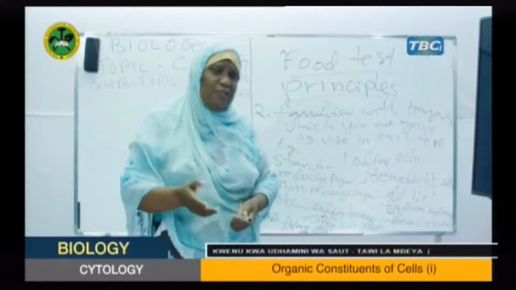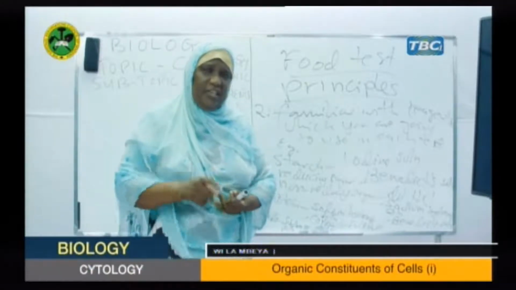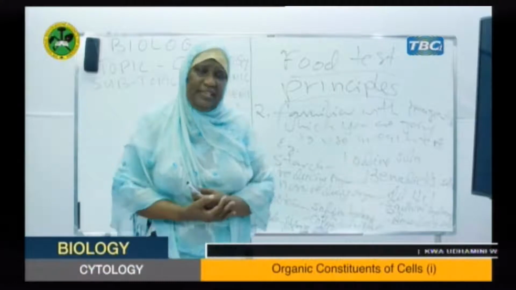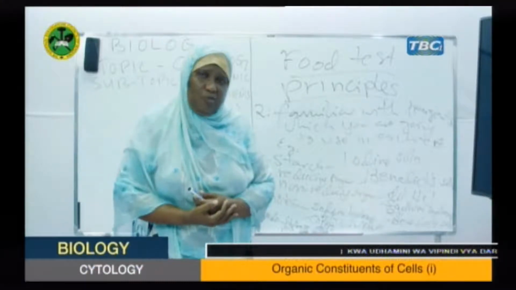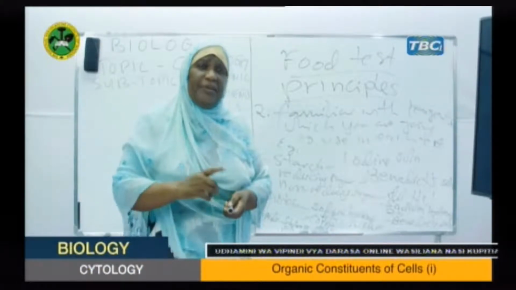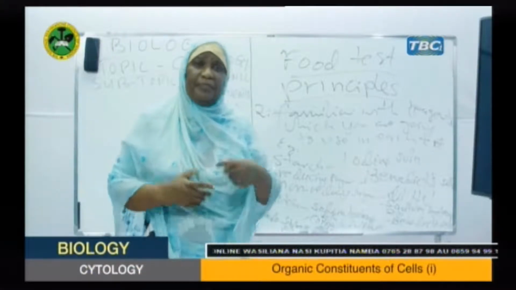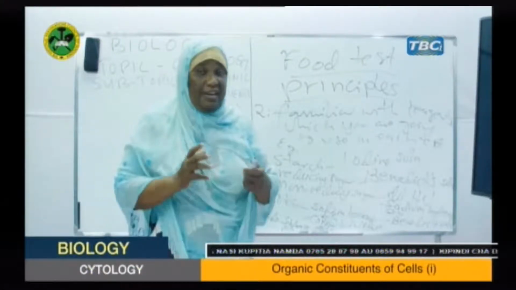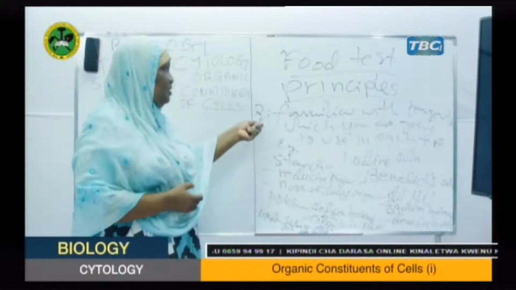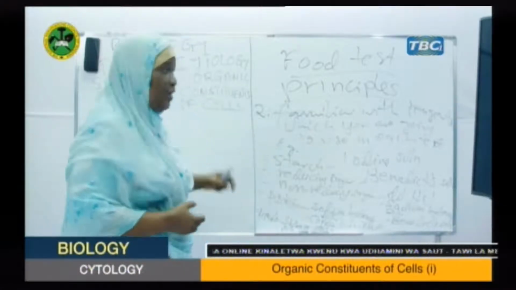So if you use Benedict solution for the test for starch, even if starch is there, you cannot get correct results. That is why we are supposed to know each reagent which is used in each test. It is very, very important. That is number 2. Let us now go to principle number 3.